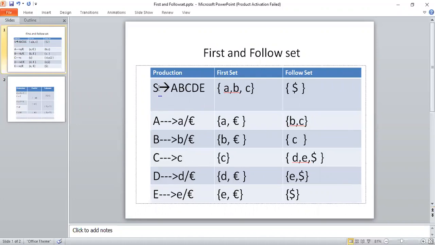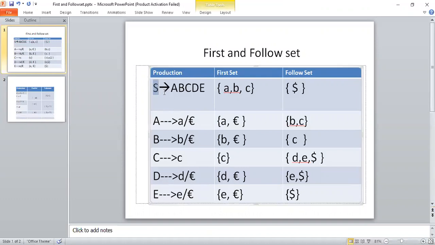First of all, I'm constructing the first set for S. First of S is first of A B C D E, which means I should first construct the first sets of A, B, C, D, E. So I'm jumping to here. First of A is small a, epsilon. First of B is b, epsilon. First of C is c. First of D is d, epsilon. And first of E is e, epsilon. So this is the first set for A, B, C, D, E.